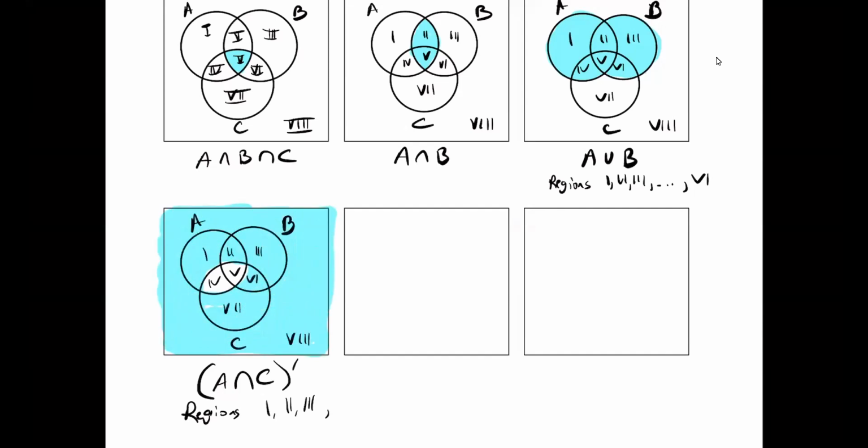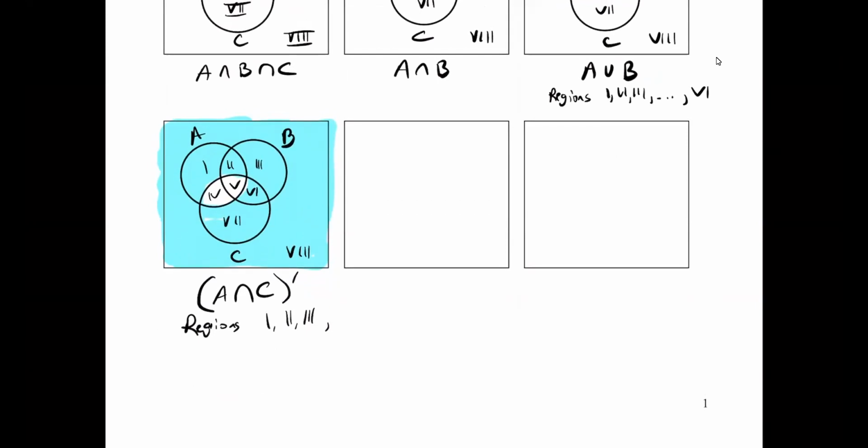Okay, all right, there it is. So let's write down the region. So it would be 1, 2, 3, 6, 7, 8. Yeah, that's right. Good. All right, let's do another one.